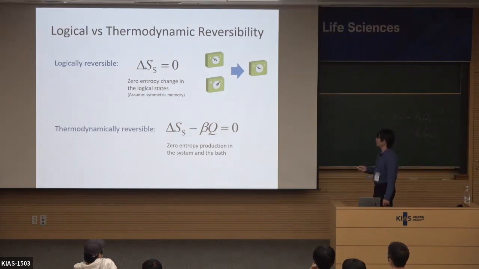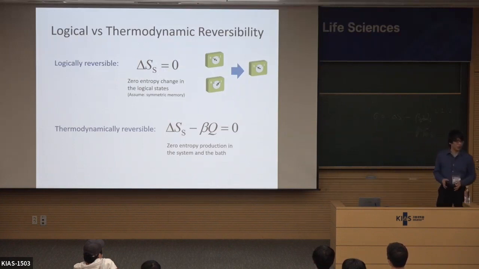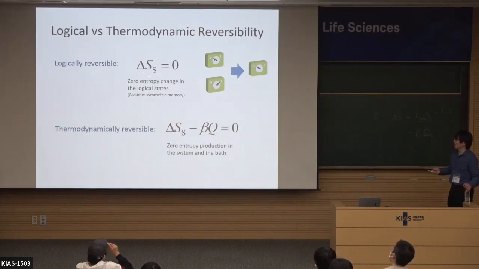And from our point of view, logical reversibility means that the Shannon entropy of the system is not changed. In this context it's a memory, but the Shannon information of the memory is not changed. In this case, for example, we have log 2 of information in the initial state, and we have 0 logical entropy in the final state. So the entropy change is minus log 2. So information erasure is not reversible. So logical reversibility is connected to the Shannon information change of the system.